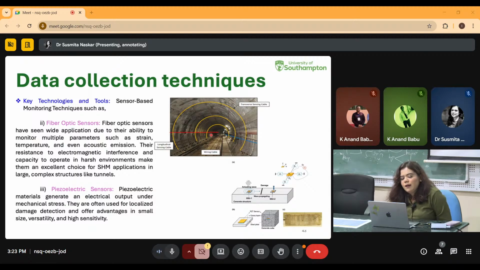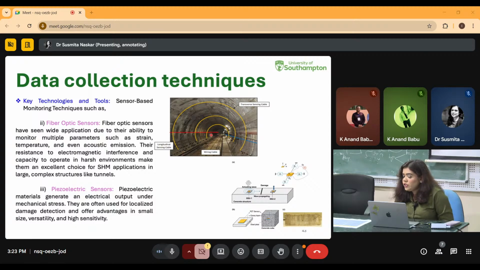And then I think another important one is the piezoelectric sensor. I think if we work with SHM, if we work with energy harvesting, all of us must have used a PZT sensor at some point in our life. It's definitely cheap, quite user friendly, and these sensors work on the principle that certain materials generate an electric output when you subject them to mechanical stress. They are often used for localized damage detection, and they are very small in size and highly sensitive.